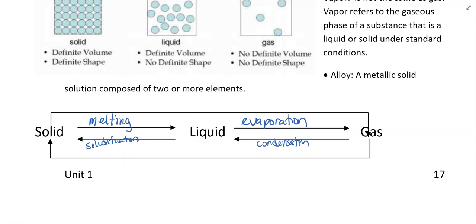The big overarching ones we're not used to seeing. Solid to gas would be sublimation. If you've ever seen dry ice, it sublimates. It has this carbon dioxide fog all around it. And then gas to solid would be deposition.